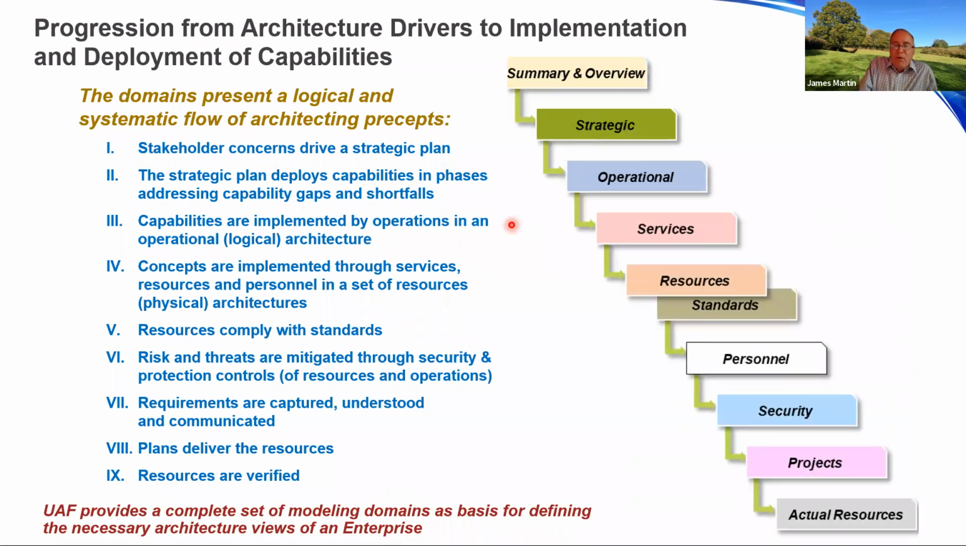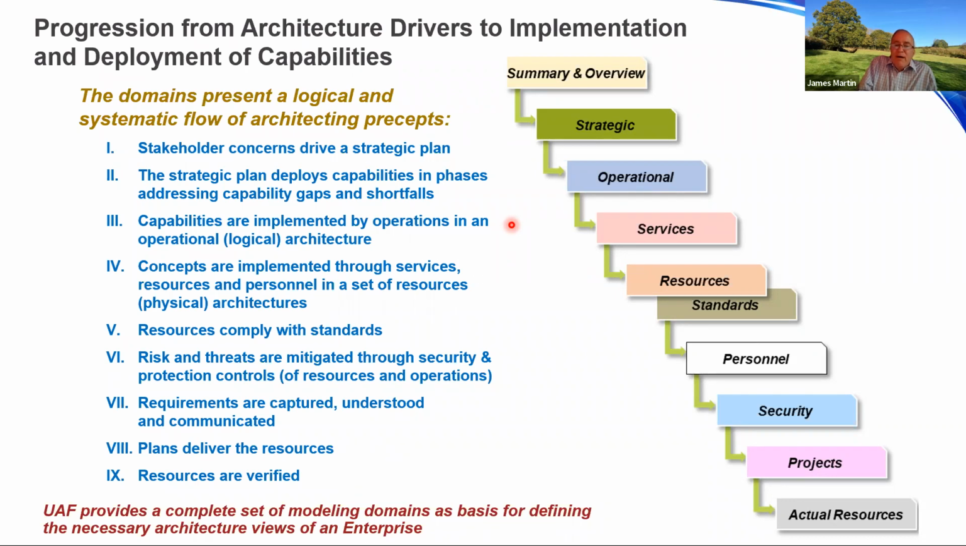So the viewpoints go from top to bottom. This does not represent a waterfall that you have to start at the top. These are more levels of abstraction. At the top, your strategic viewpoint is the most abstract in the sense it's the furthest away from the concrete thing that you're going to build in the factory. Then the operational becomes a little more concrete, services more concrete. Eventually you get down to projects that will build actual resources that exist in the real world.